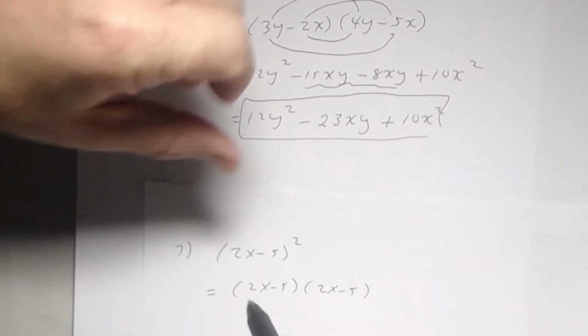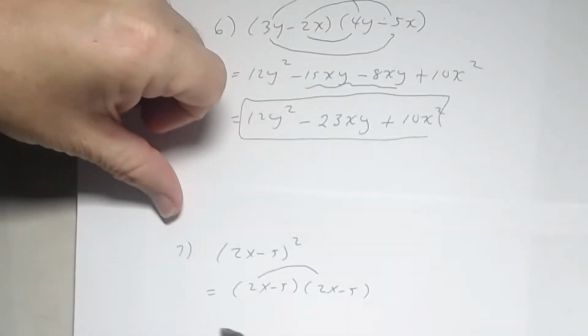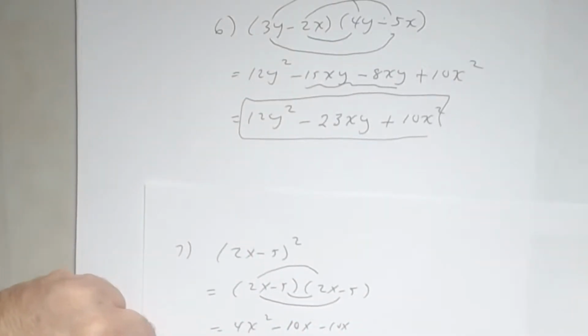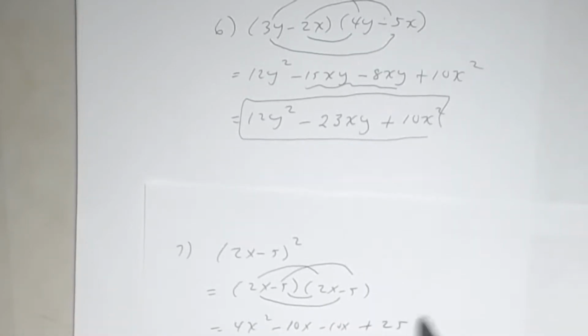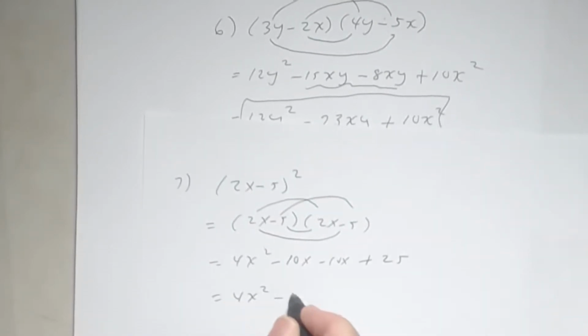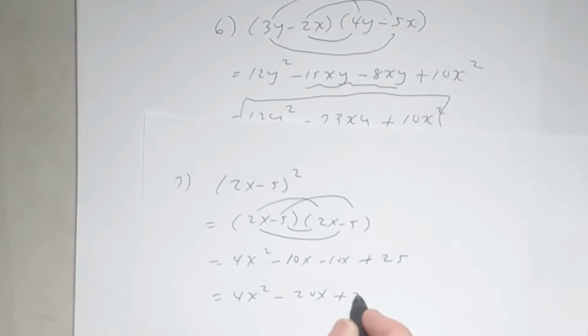And so 2x times 2x is 4x squared. The outer is minus 10x. The inner is also a minus 10x. So remember when you square a binomial, the outer and the inner better be the same. And the last, what's a negative 5 times negative 5? Positive 25. So 4x squared minus 20x plus 25.